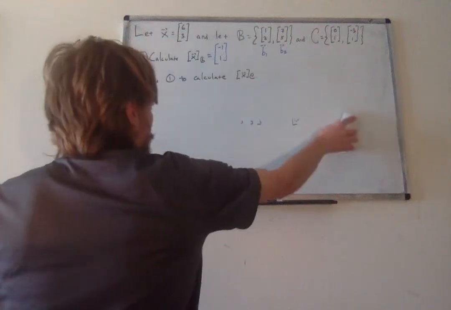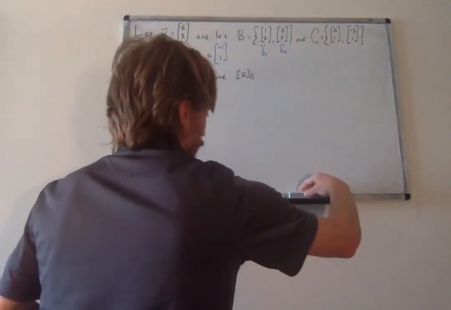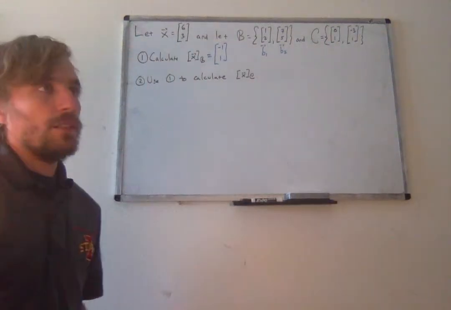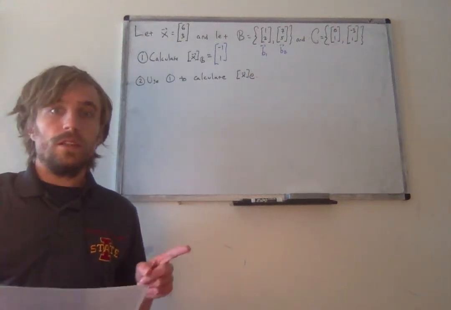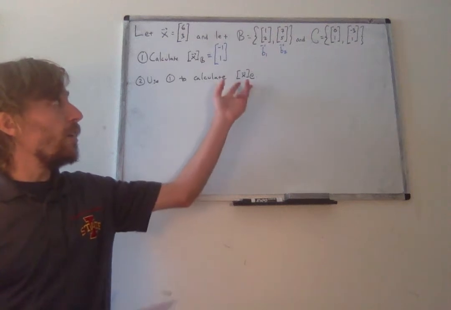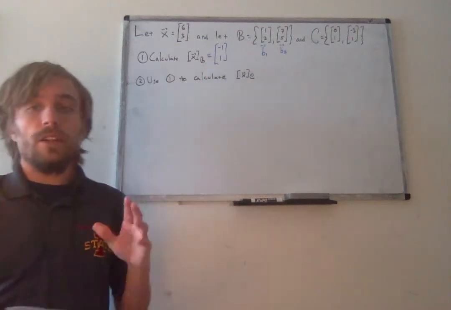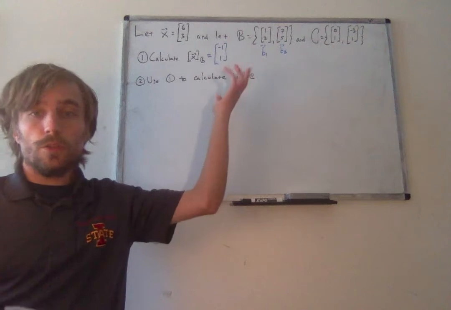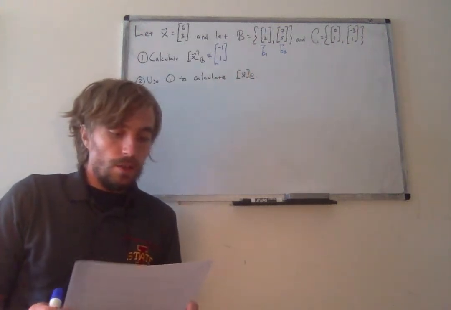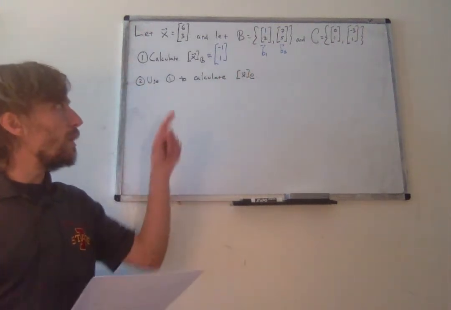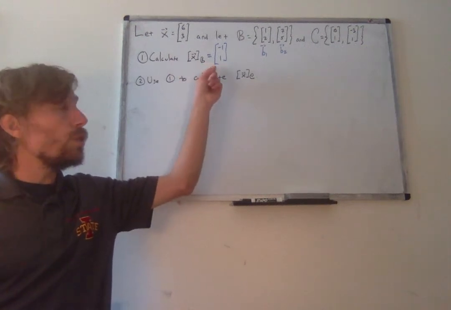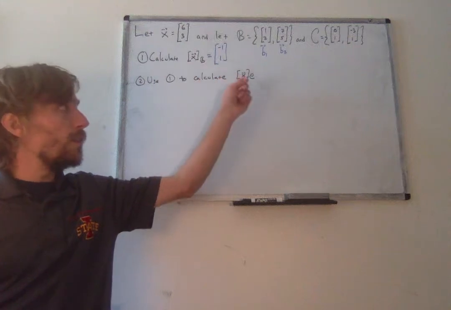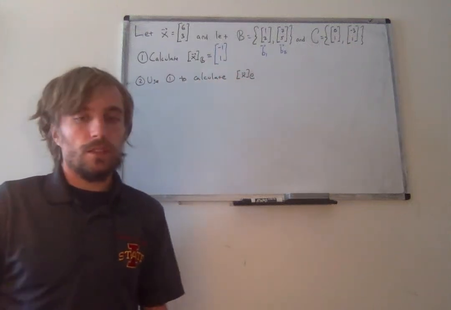So we want to now calculate x sub c, but we don't want to do it in the way we just did. Notice you could calculate x sub c in the exact same way we calculated x sub b, except using c as our basis instead of b. But what I want to do is show how we can use the b representation of x to calculate the c representation of x.